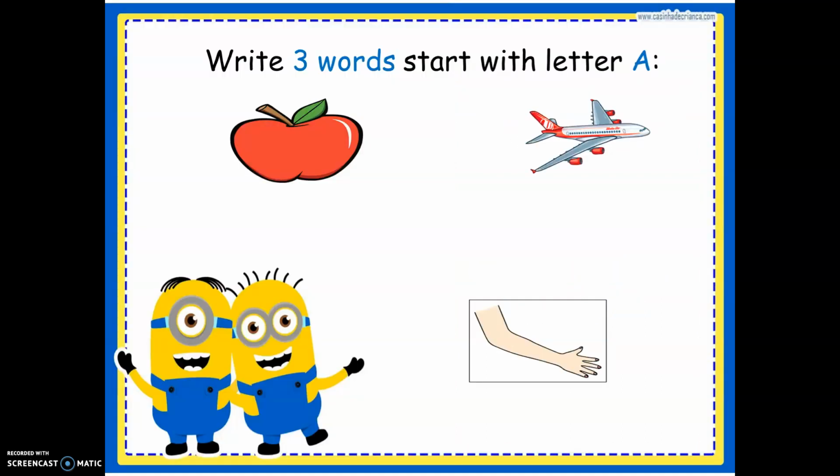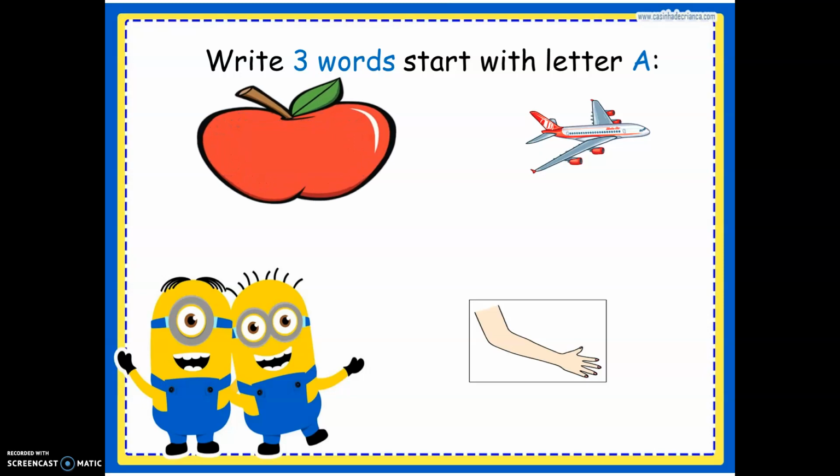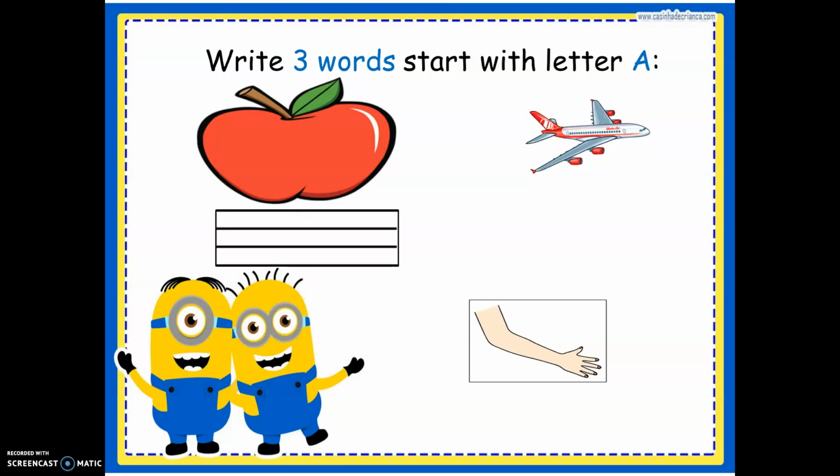Now, let's play again together. I want you to write 3 words. Start with letter A. Number 1, what can you see? In the first picture, I can see an apple. So, the first word is apple. A-double-P-L-E. Number 2, aeroplane.